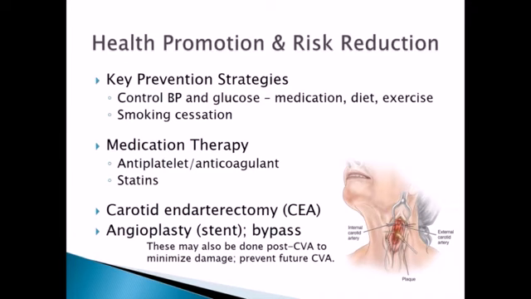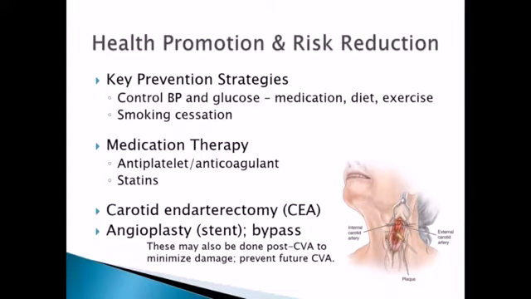So looking at health promotion and risk reduction, we really want to look at prevention strategies, okay? So controlling blood pressure is critical. Controlling glucose levels is critical. And we do that through medications, diet, and exercise. The other thing to really look at for prevention is smoking cessation. Anything we can do to help reduce the risk.